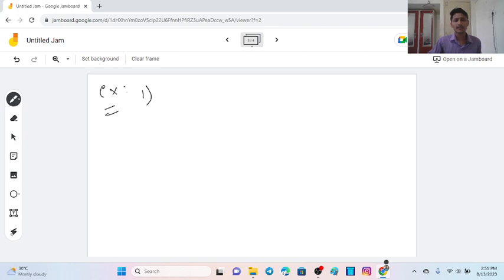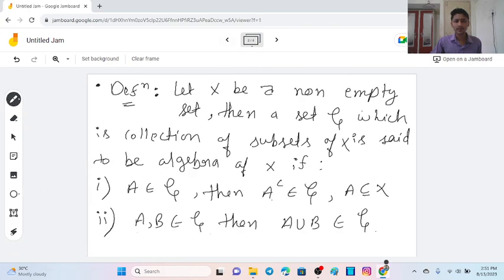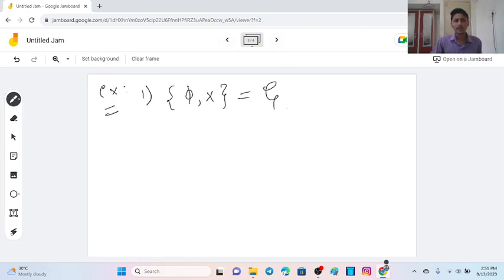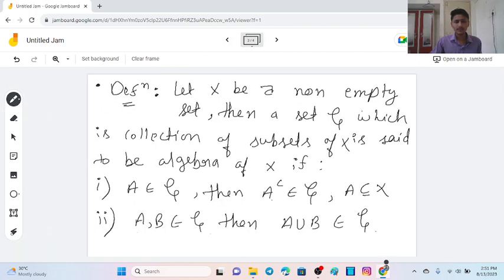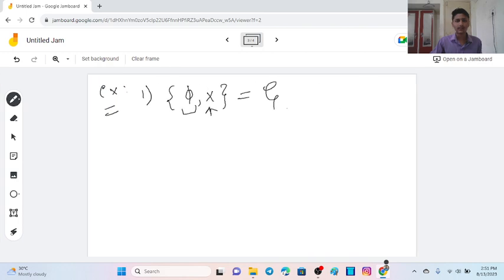The first example is the set {phi, X}, which we call C, and it is itself an algebra on X. Why? Because using our definition, if A belongs to C, then A complement should be there. We know if phi is there, then its complement X is already there, right? And vice versa. Also, if A and B belong to C, then A union B belongs to C. The union of phi and X is X, and it belongs to C. So it satisfies the conditions.